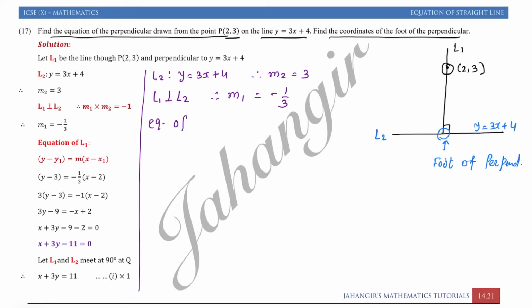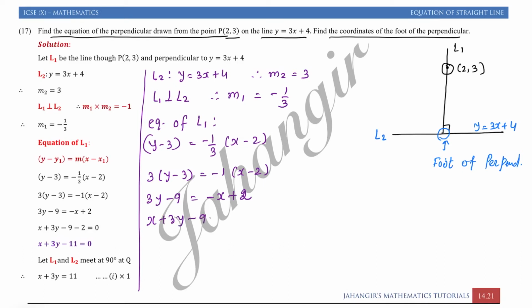Now the equation of L1 which is passing through 2, 3. So we can write y minus 3 is equal to minus 1 by 3 into x minus 2. Cross multiply, 3 into y minus 3 is equal to minus 1 into x minus 2. 3y minus 9 is equal to minus x plus 2. So x plus 3y minus 9 minus 2 is equal to 0. So x plus 3y minus 11 is equal to 0. Here we got the equation of L1.